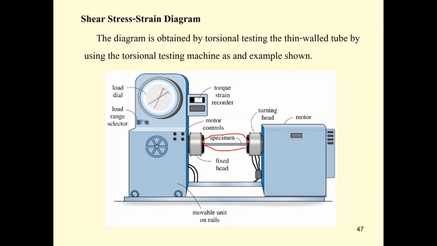We put the specimen on this kind of machine. It has a motor here. The motor is going to turn the head, so this one is going to twist, and this one is going to be the fixed head, and then it's going to have the resisting torque. So we can measure the torque from the load dial, and also we can record the strain from this one.